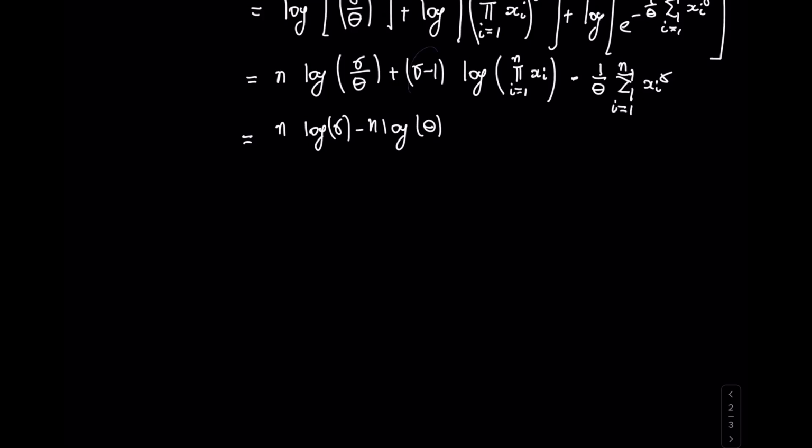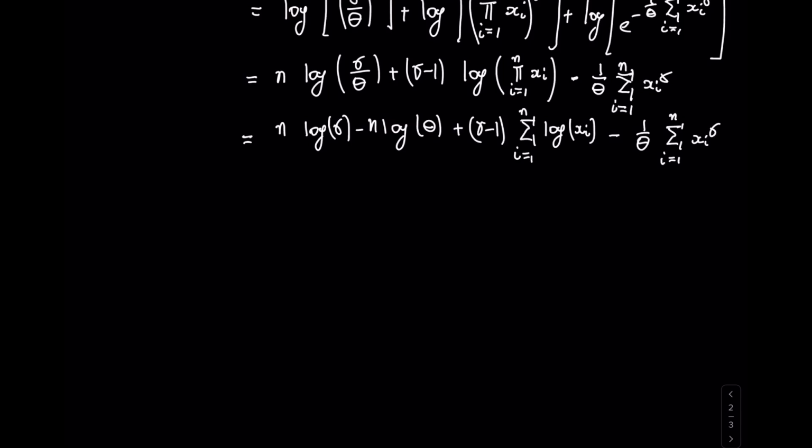Then here we still have the gamma minus 1, so we've got plus gamma minus 1. And one of the properties of logs, if you recall, is that log of a product of terms is equal to the sum of the log of those terms. So in other words, this simplifies to the sum of i equals 1 to n of the log xi's. And then, of course, we still have our minus 1 on theta, sum of i equals 1 to n of xi to the gamma.